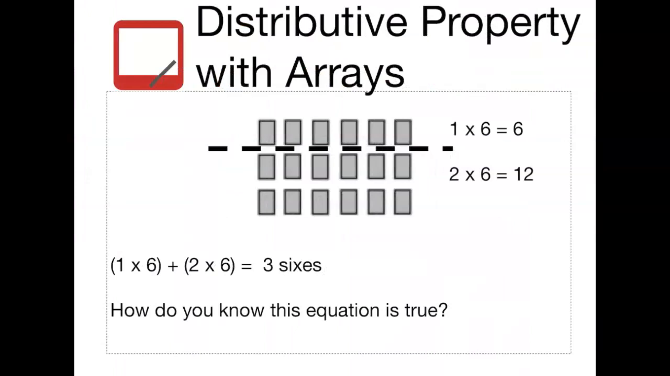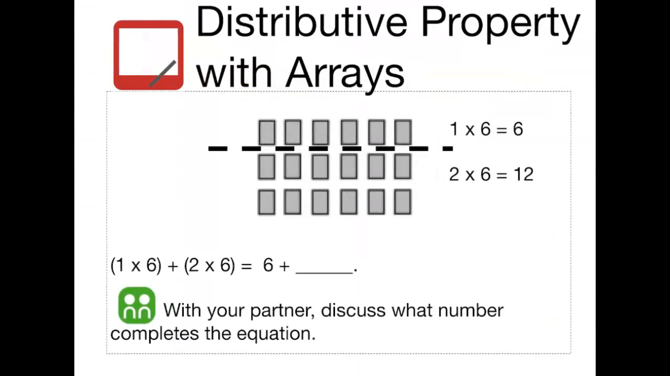So 6 plus 12 is equal to 3 sixes. So how do we know this equation is true? Well, we could count our array. We could also solve what's inside our parentheses. These symbols here are called parentheses. We could do 6 plus 12 equals 3 sixes. And 3 sixes is, we'll find out the total in a minute.